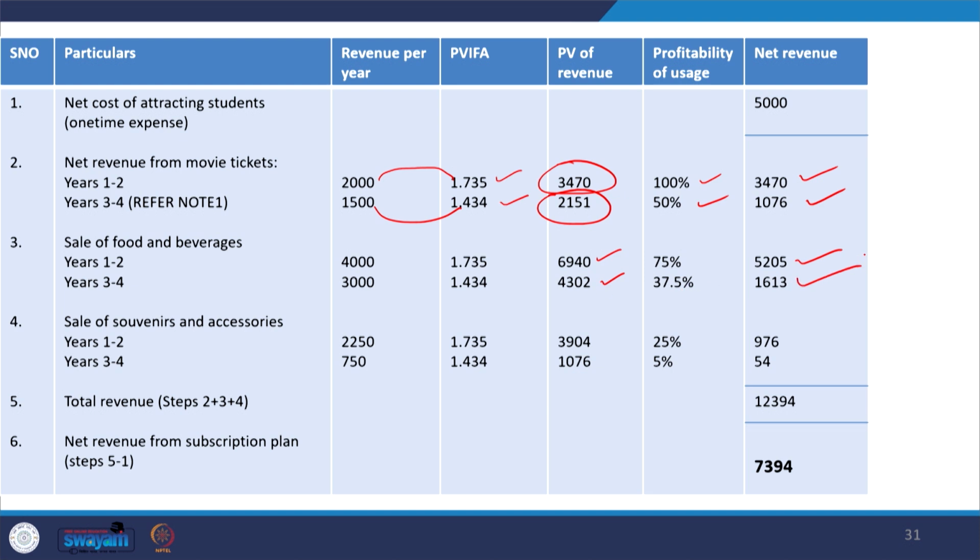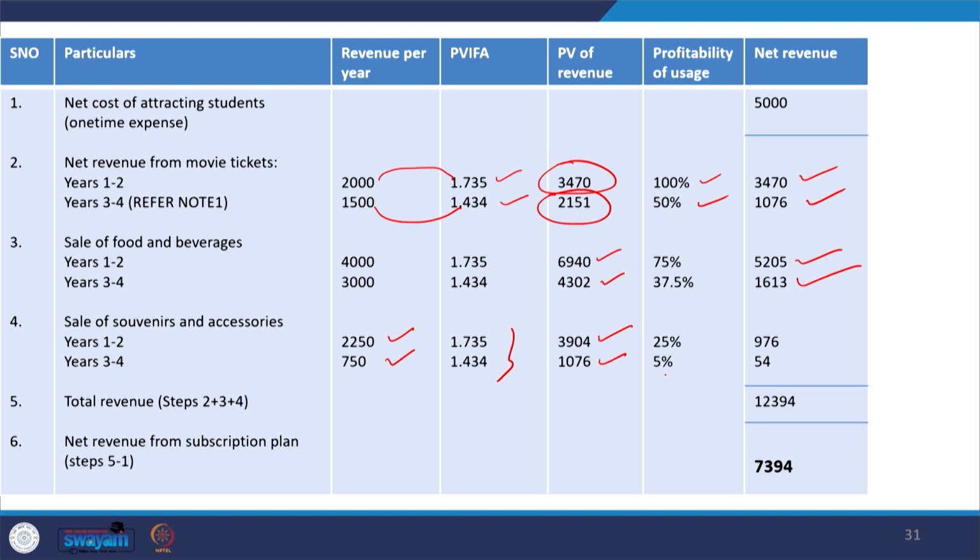Okay. Now, coming to the souvenirs and accessories, 2250 and 750 are for the first and second, and third and fourth years. These two remain the same. So, multiplied we get 3904 and 1076. But now we have seen that sales of souvenirs is only 25% for the first and second year, and for the third and fourth year it is only 10%, and 10% of what? 10% of the number of people who would be visiting, that is, only 50% of people are visiting.